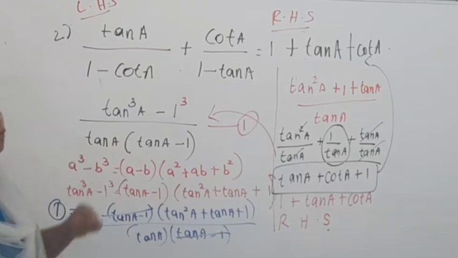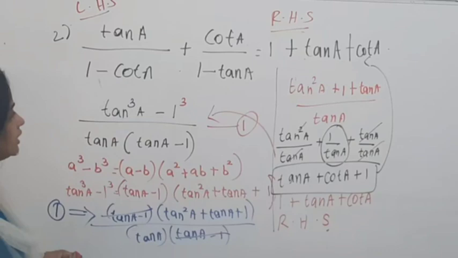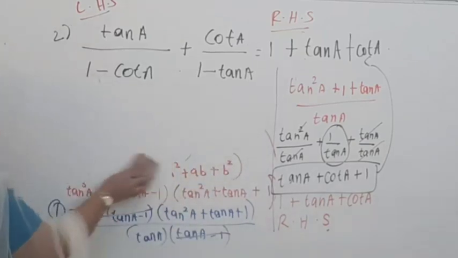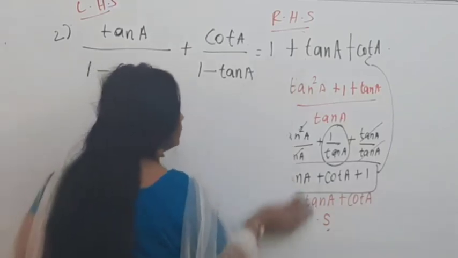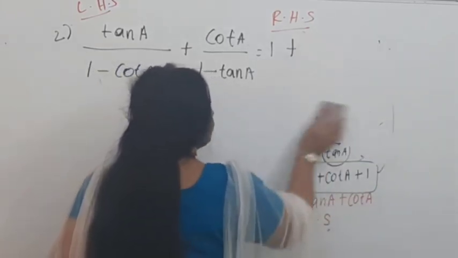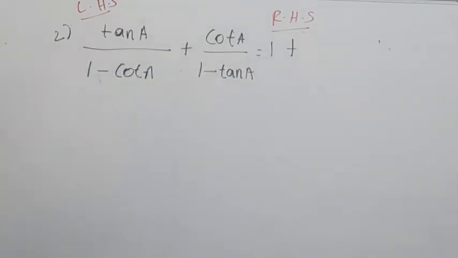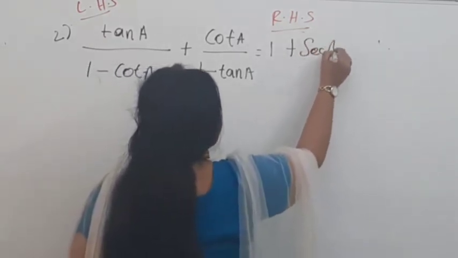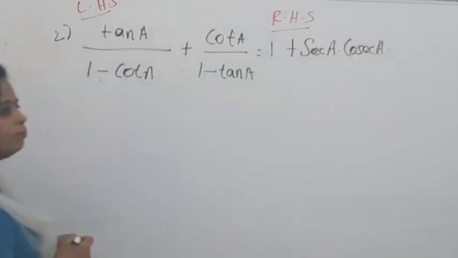Now the same question, one more important question, the same left hand side, but the right hand side is something different. That is also one of the important questions in board papers. So I have my right hand side as 1 plus sec A cosec A. So how do I prove it?